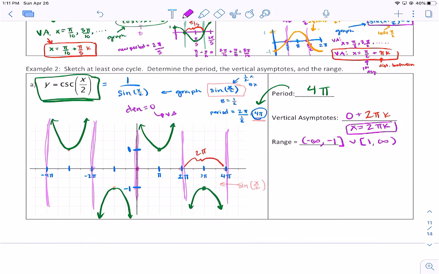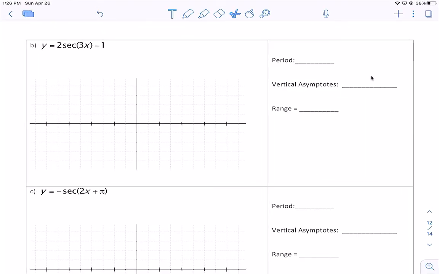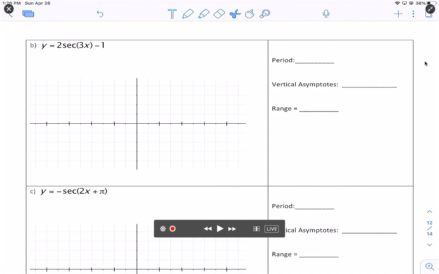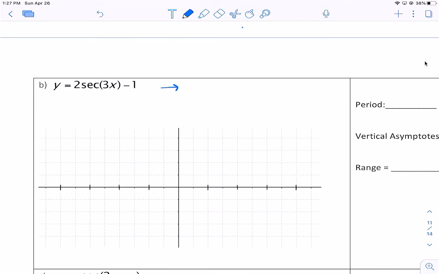Okay, let's look at 2 more examples. Okay, so here is another example of graphing secant and cosecant functions. So it's 2 secant of 3x minus 1. So again, the easiest thing to do is let's just start by graphing 2 cosine of 3x minus 1. If we can graph this, then we'll just do all of the parabolas on that.